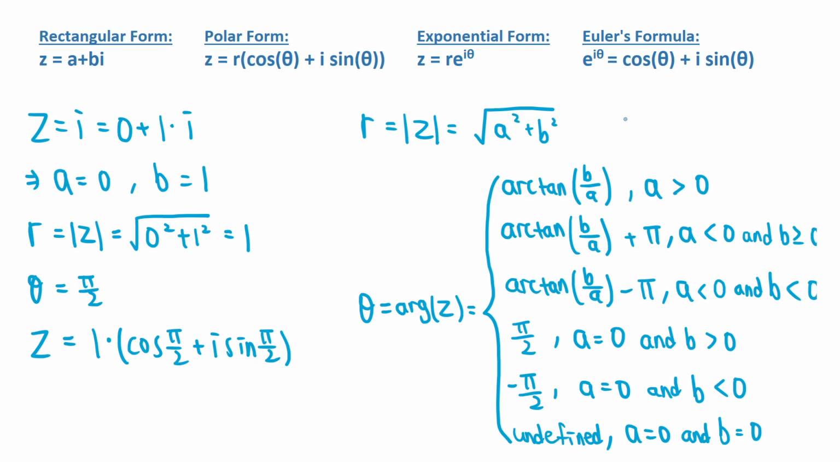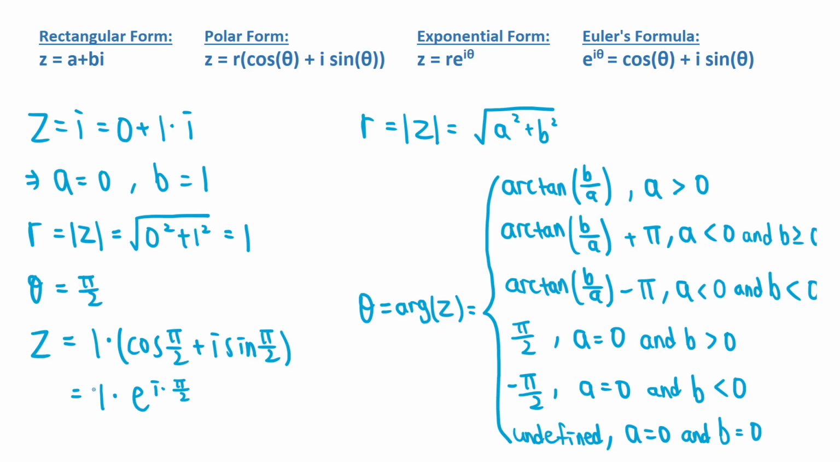So Euler's formula is e to the power of i theta is equal to cosine of theta plus i sine of theta. Well, that's the form we have here. We have cosine of pi over 2 plus i sine of pi over 2 in the parentheses. So this is just equal to e to the power of i times pi over 2, since theta is just equal to pi over 2. So this entire expression is just equal to 1 times e to the power of i times pi over 2.